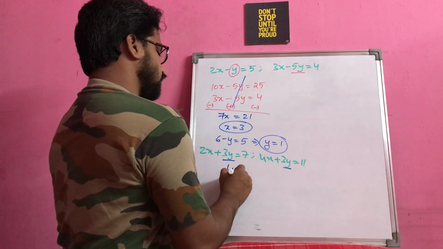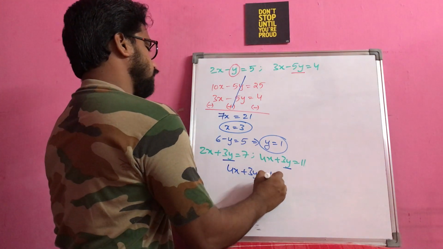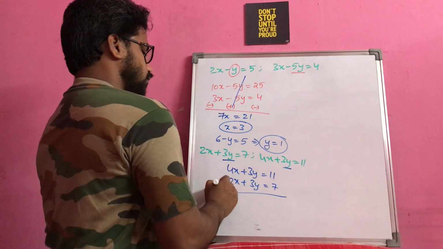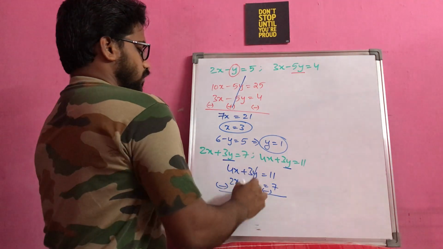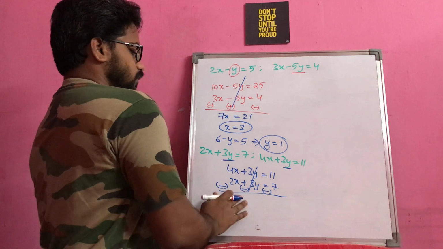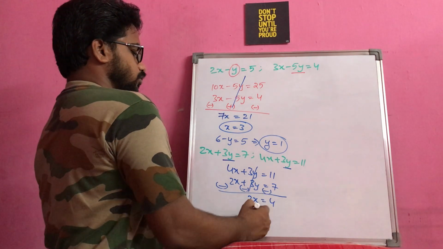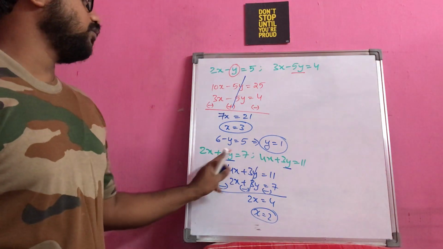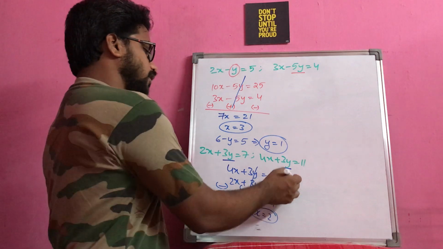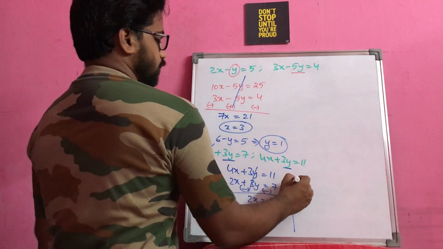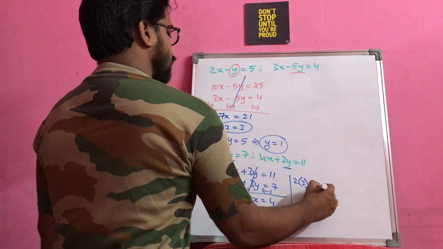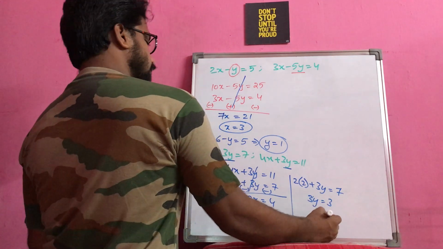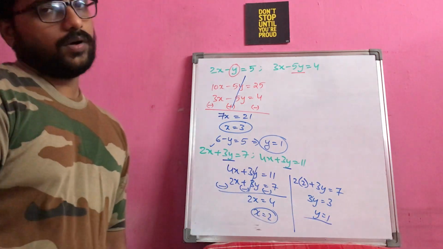So I will take the first equation, 4x plus 3y is equal to 11. Second equation, 2x plus 3y is equal to 7. If you do the subtraction, 4x minus 2x is 2x is equal to 4. So you will be getting x is equal to 2. If you substitute x is equal to 2 in any of these two equations, you will get the value of y. I am substituting in the first equation because this is somehow simple for me. 4 plus 3y is equal to 7. So 3y is equal to 7 minus 4, which is 3. You are getting again y is equal to 1.